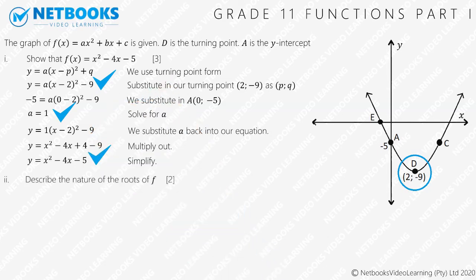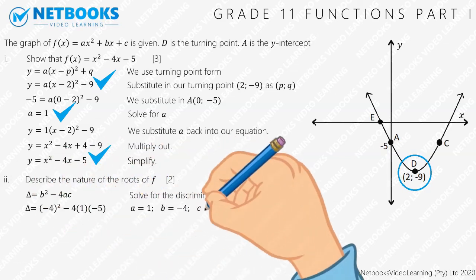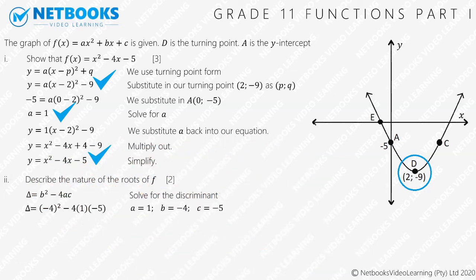Now, we're asked to determine the nature of the roots of f. We know that to determine the nature of roots, we need to evaluate the discriminant. We substitute the values for a, b, and c. We get a discriminant value of 36. Solving the discriminant is worth a mark. We have a positive discriminant, which is a perfect square. This means we will have real, rational, and unequal roots. The interpretation of the discriminant is worth a mark.